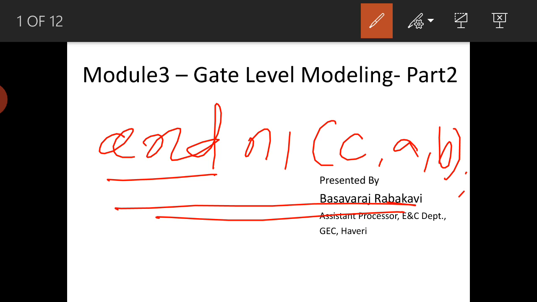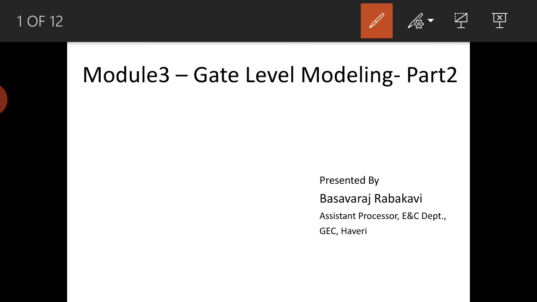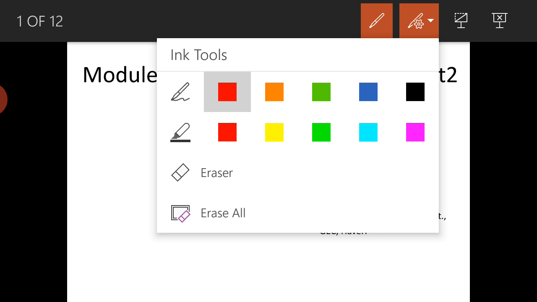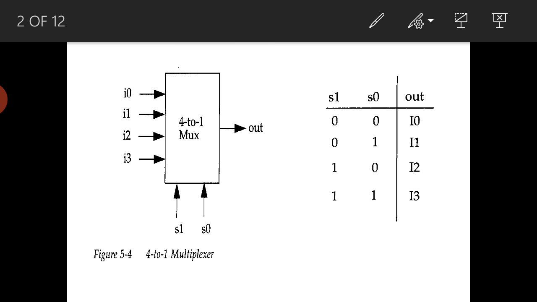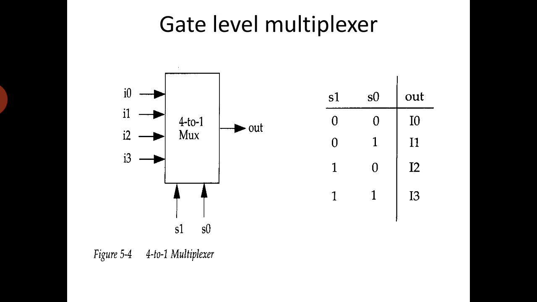So after seeing gate level modeling, the gate types and instantiations, by learning all those things, we will see some examples: how to design the circuit and how to write the code with respect to gate level modeling by taking some examples. The first example we are seeing here is the 4:1 multiplexer.